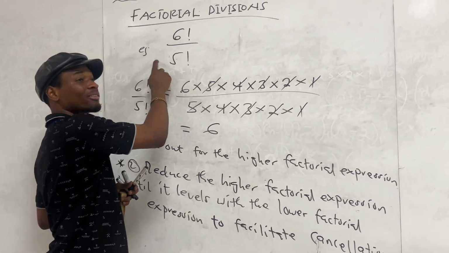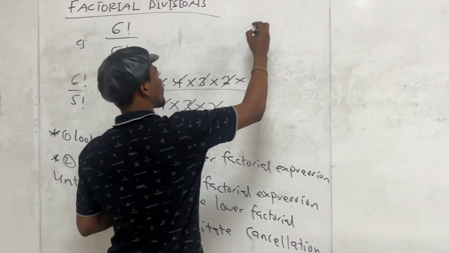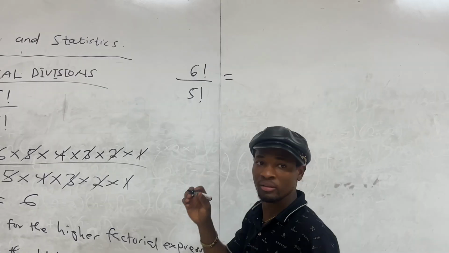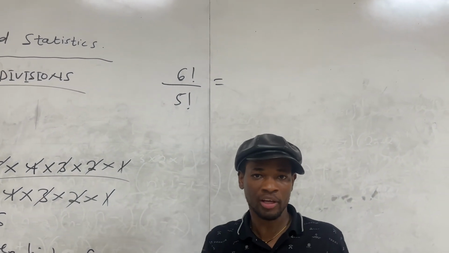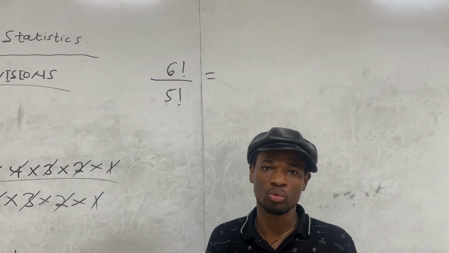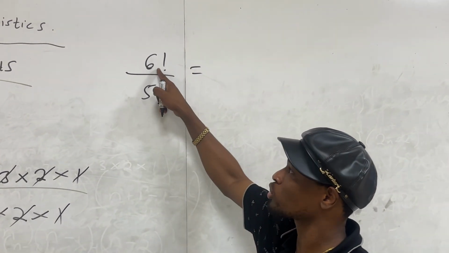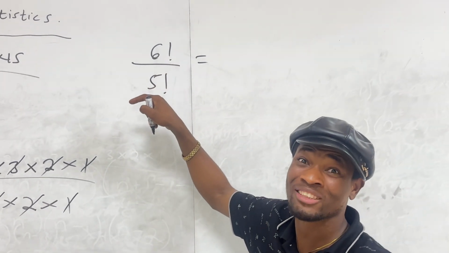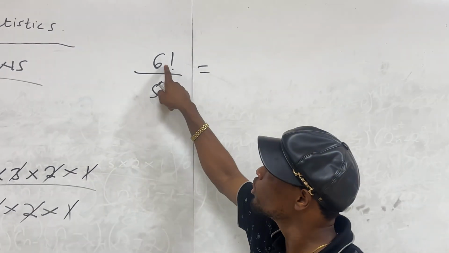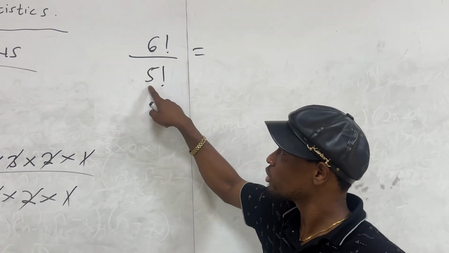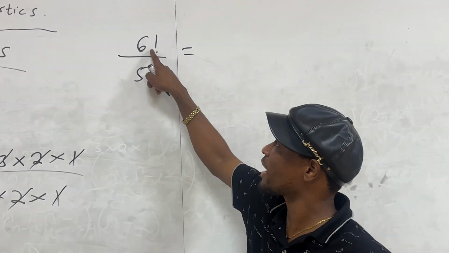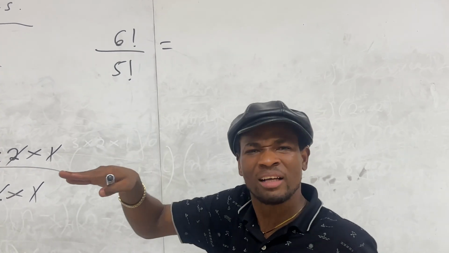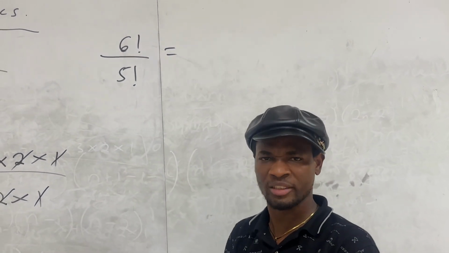So viewers, we are going to tackle this same question. We have 6 factorial over 5 factorial. Using my technique, what can we do? First of all, figure out the one with the higher factorial expression, which is 6 factorial. What do you do next? You reduce 6 factorial until it levels with the denominator, which has a lower factorial expression.